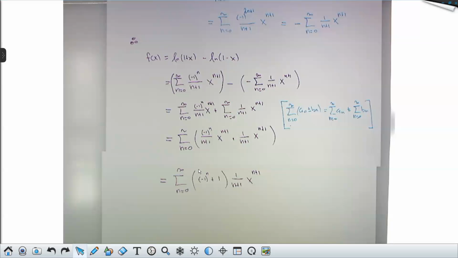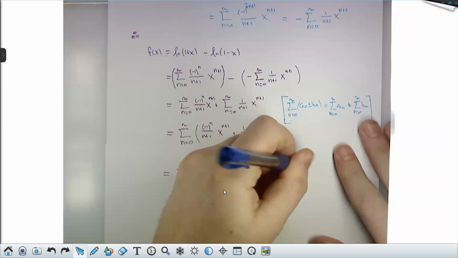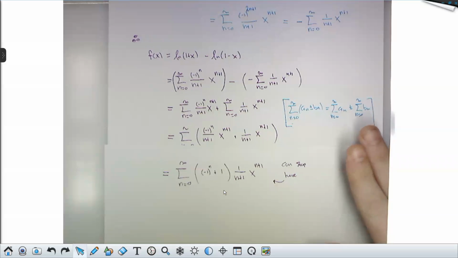But if you think about what this guy does, something interesting. When n is even, this is equal to 2. And when n is odd, this is equal to 0. Let's write out the first few terms of this series. So you could stop here. This is done. I want to be clear about that. But it's kind of opaque. It doesn't really help me see exactly what's going on.